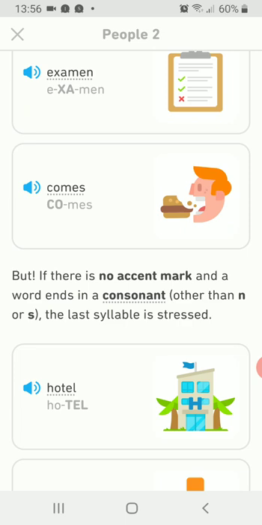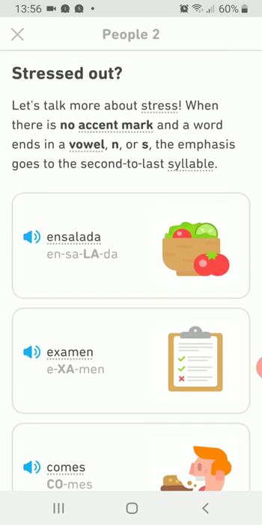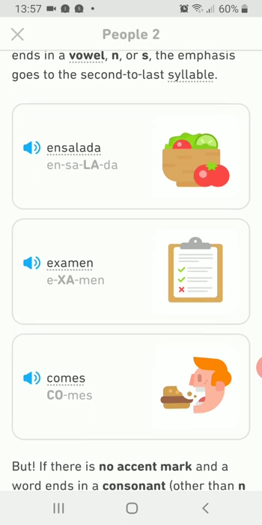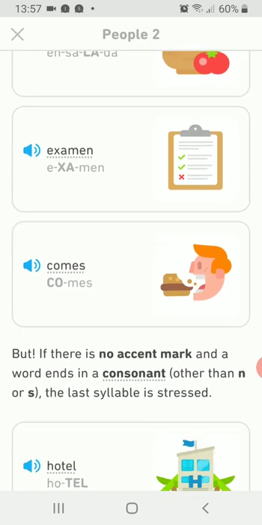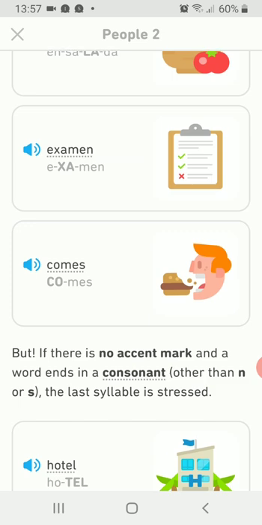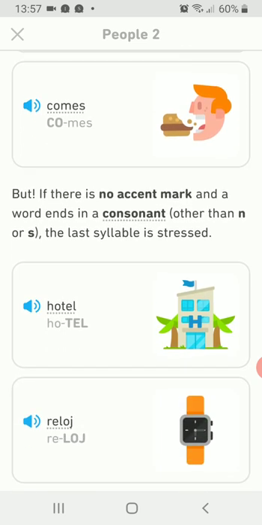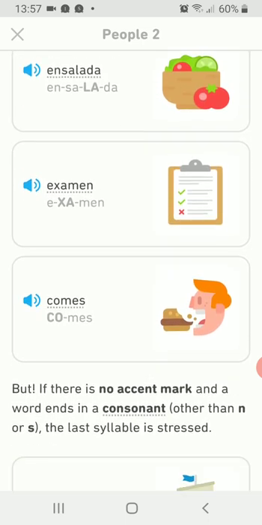But if there is no accent mark and a word ends in a consonant other than N and S, so here we have seen ensalada, it ends with A, and examen ends with N. Comes ends with S, so N and S. So how does it work when the word ends with a different consonant? So let's see.